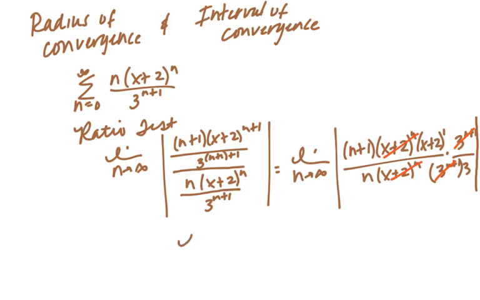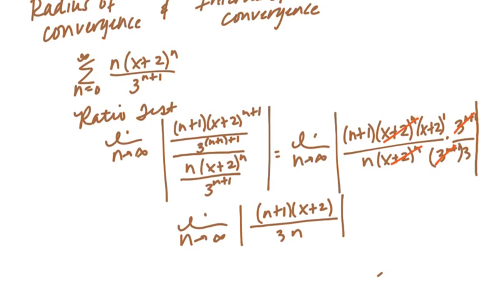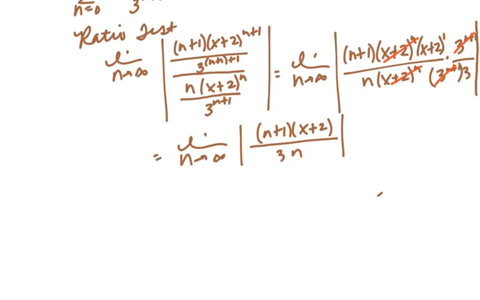So now we have the limit as n approaches infinity. The numerator has an x plus 2 and an n plus 1, and the denominator has a 3 and an n. So if we plug in infinity, we get infinity times x plus 2 over infinity times 3, an indeterminate form. I love L'Hopital's rule, and it works here. So let's look at L'Hopital's rule.